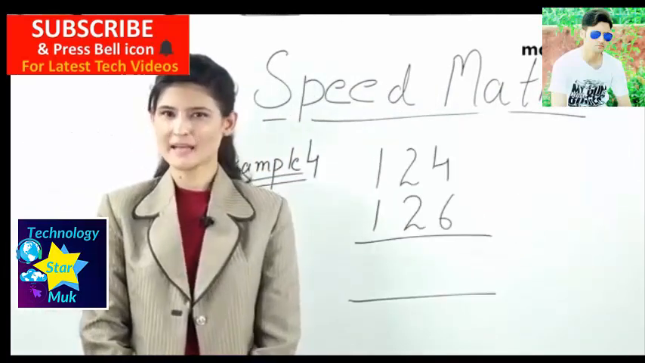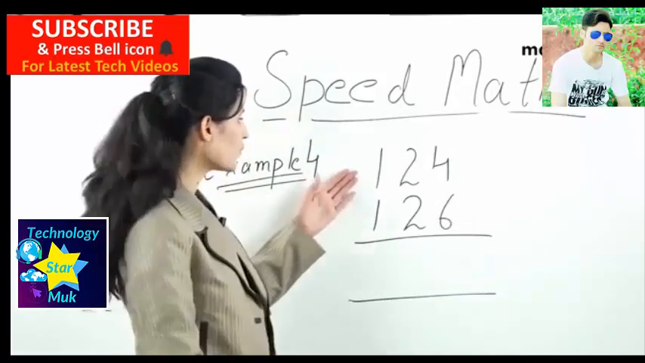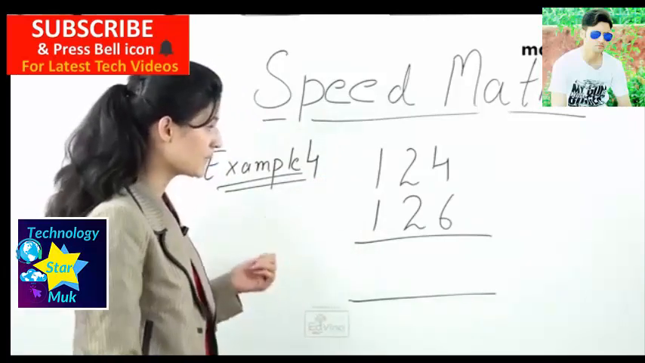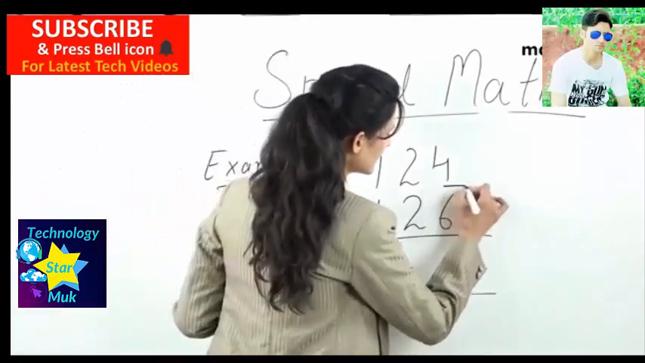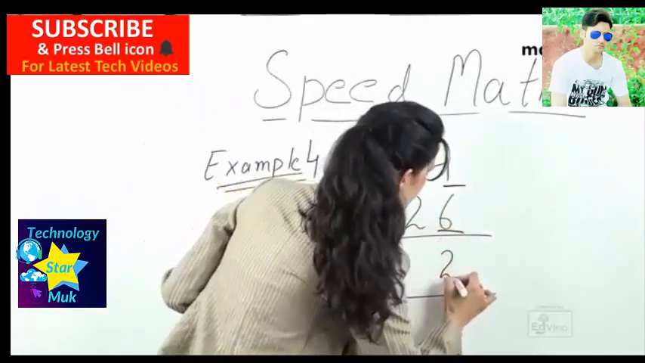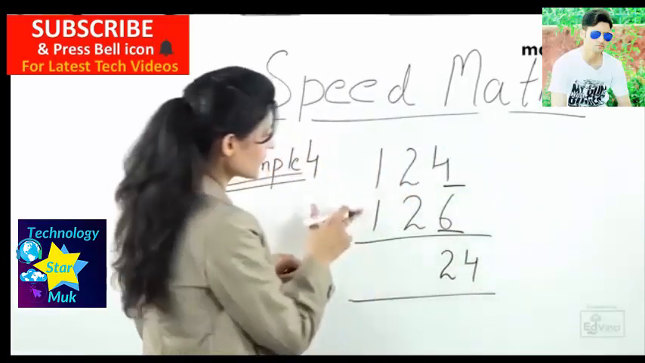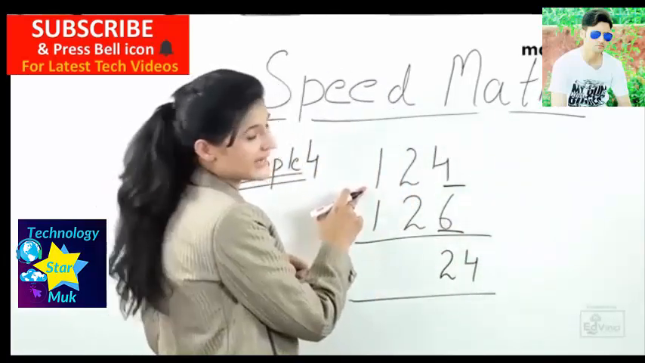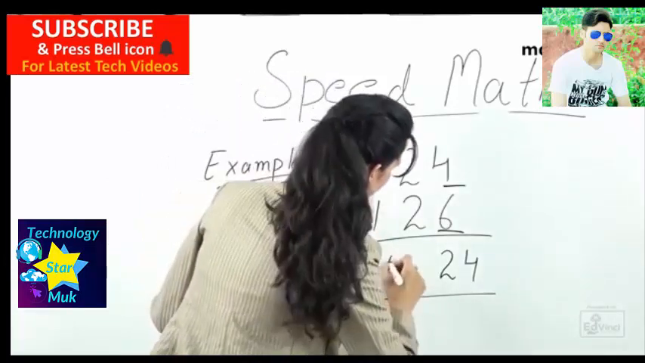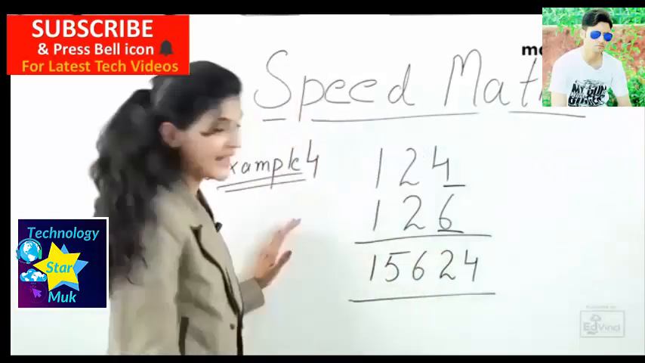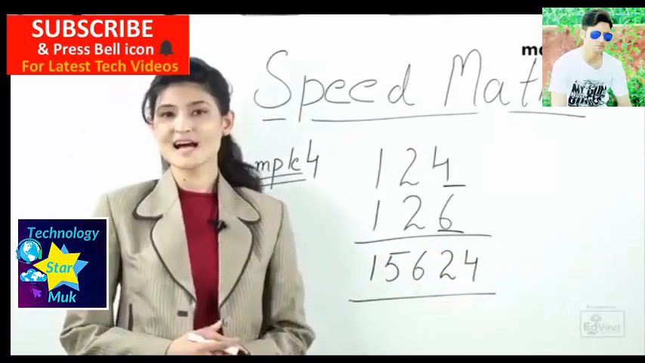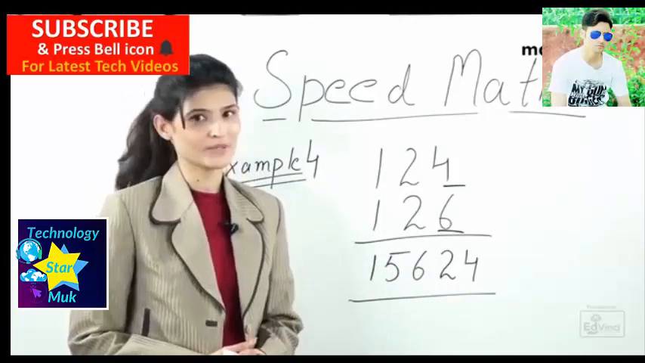Now let's take example number 4, where we are multiplying 124 into 126. When we multiply this, again step number 1 is to multiply the last digits, which is 4 into 6. It gives you 24, and then the remaining number, which is 12, into the next integer, which is 13. So 12 13s are 156. And that's our answer, which is 15624. So this is how we do multiplication of partially complementary numbers.